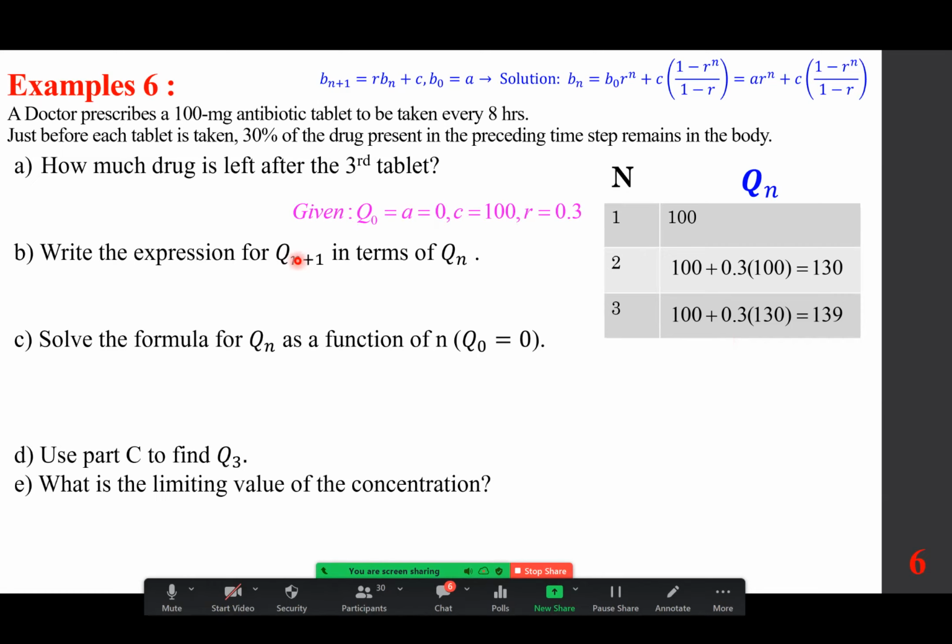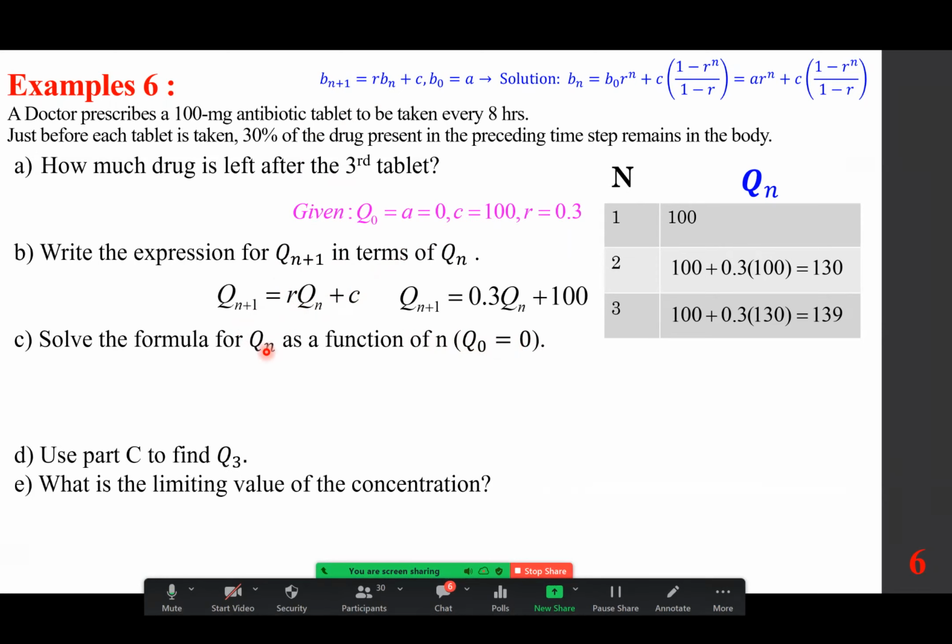We're going to come up with Q sub n plus 1. We're going to change the B to Q. We wrote the given, it makes life easy. Therefore, we replace the r with 0.3 and the constant with 100. We want to solve this formula. They told us Q sub 0 is 0, but generally they should tell us otherwise.